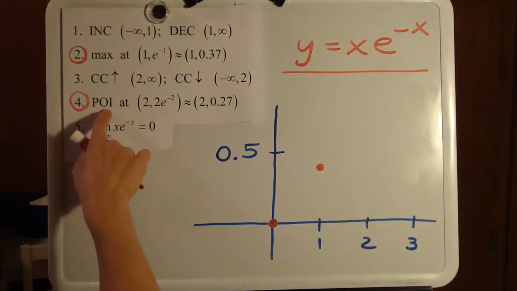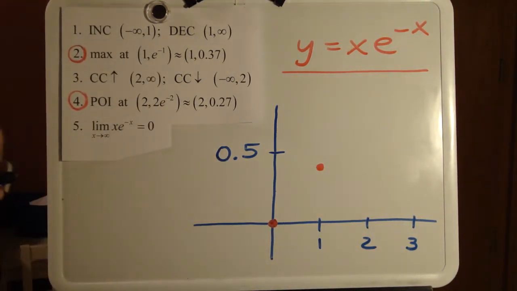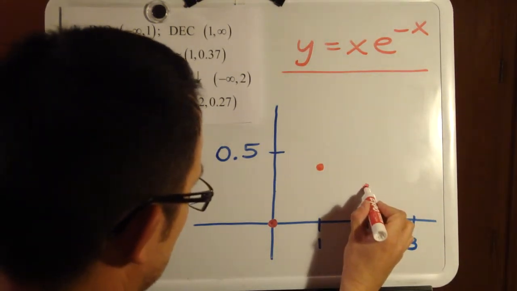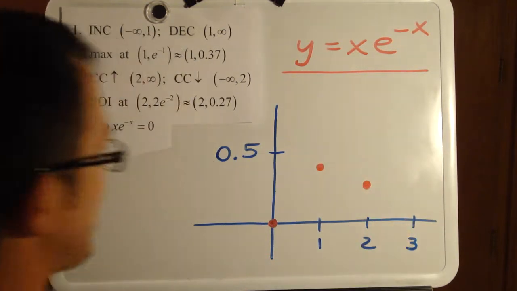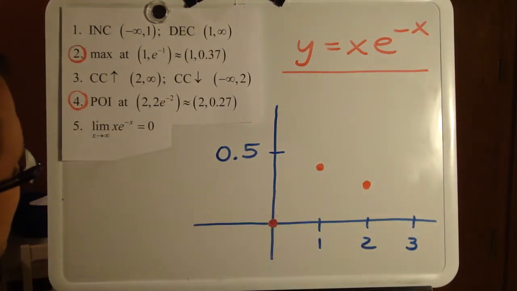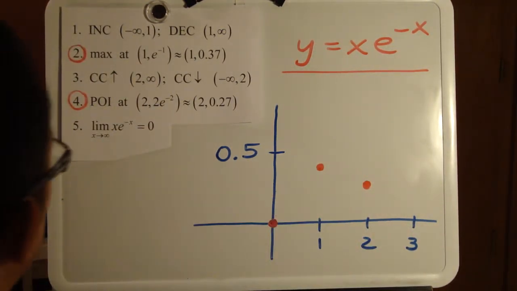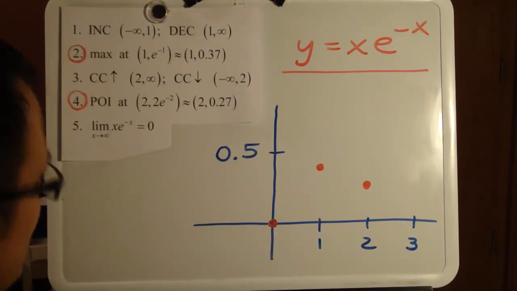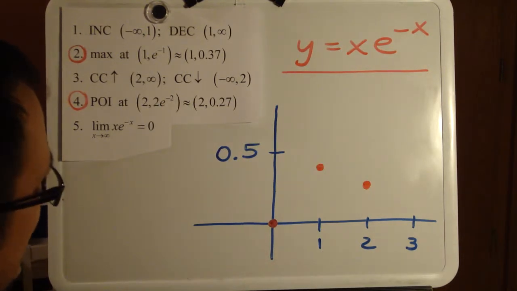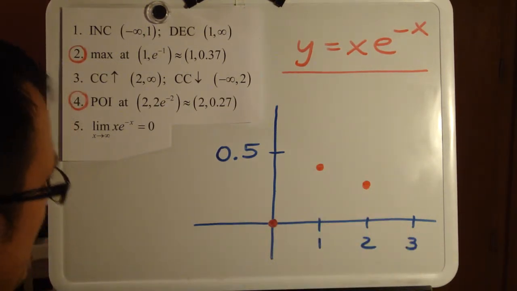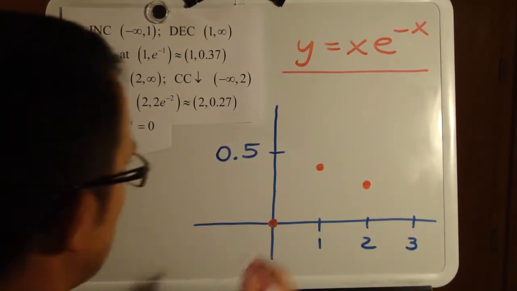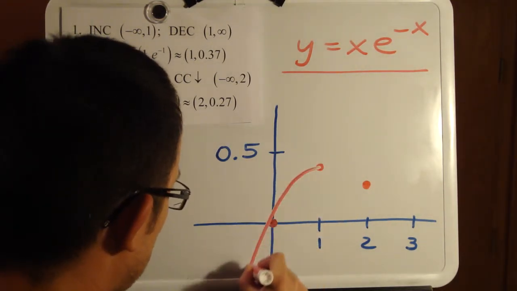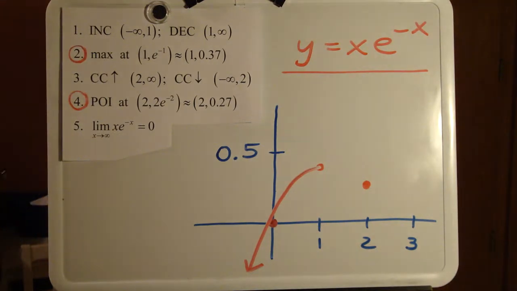And then there's an inflection point at 0.27. So it's about halfway up to 0.5. So I'm just judging this by eye. So those are the 2 points that we found. And then the information here is it's increasing to the left of 1 and decreasing to the right of 1. So that seems to make sense with what we're seeing in the graph. And so I'm going to piece together this information here. So we seem to have this kind of thing that's going on there.